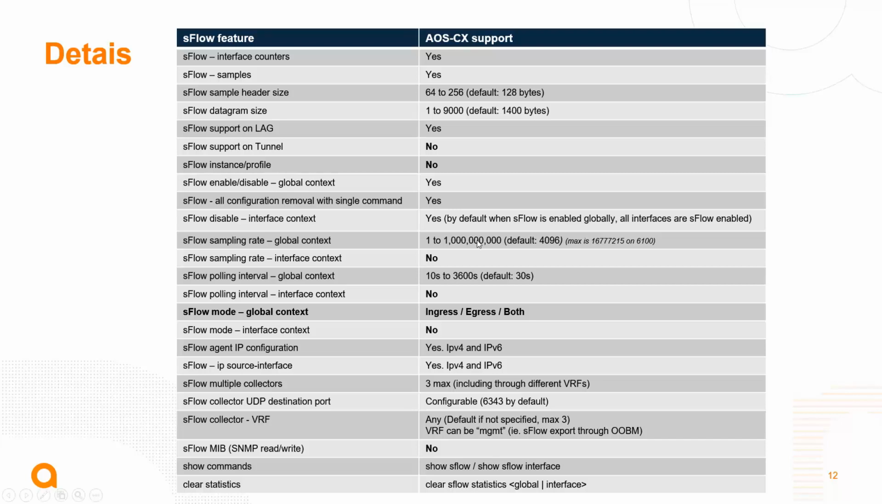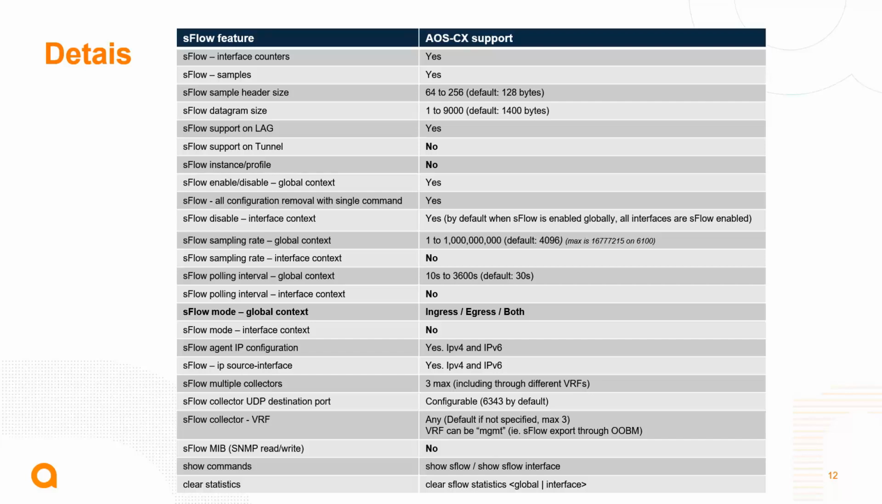The sampling rate is set in the global context, and not per interface. The polling interval is the same. This is a global configuration, not a per-interface configuration. Likewise is the mode, the ability to do ingress, egress, or both. That is a global context, not per interface.